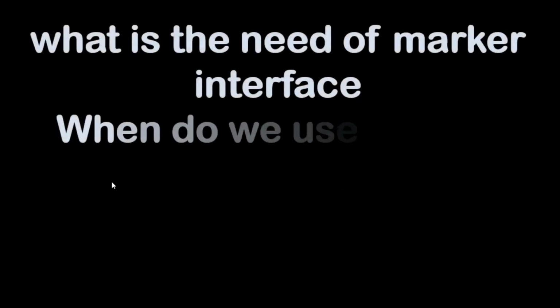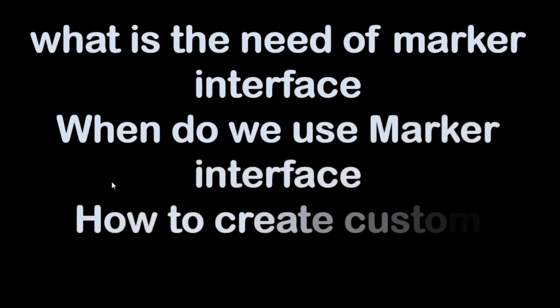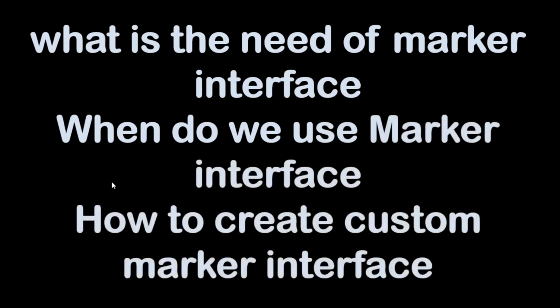So the next question is: what is the need of a marker interface? Why do we use a marker interface? How to create a custom marker interface? A marker interface is an interface that doesn't have any methods or constants inside it. It provides runtime type information about objects, so the compiler and JVM have additional information about the object. A marker interface is also called a tagging interface.